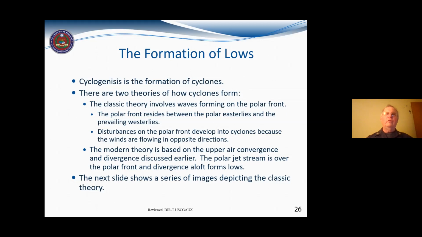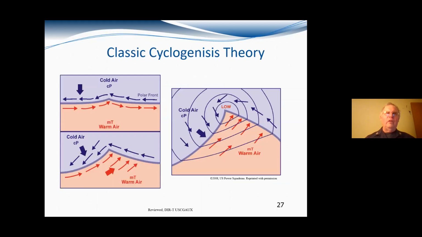Okay, onwards, the formation of lows, cyclogenesis. Now there are two theories about how cyclones form. One says that a little kink in the wave of the polar front forms a low, and the more modern theory is that upper level air converging and diverging due to the polar jet stream causes the front to form a low. So you see here, you've got a polar front. It starts straight. A little kink develops in it. The kink bends even more and the wind begins to circulate around it and form the low.